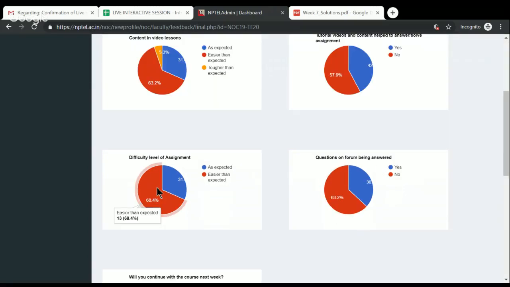For example, if you look at the difficulty level of assignment, 70% or more than 2/3 are actually saying that the assignment is easier than expected, right? So I'm actually quite happy to see that. If there is a significant percentage of people that are enrolled who say that the assignment is much tougher than expected, I would be worried, right? But here you say the difficulty level of assignment is easier than expected.